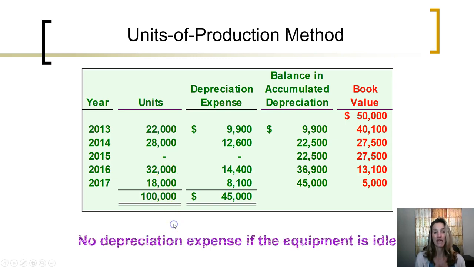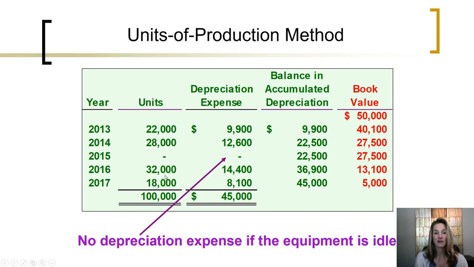In the third year of the asset's life, it didn't produce anything. Because it didn't produce anything, the equipment was idle. And if the equipment is idle, it isn't helping earn revenues. It's not going to incur any expense to help earn those revenues if it wasn't producing. So there is no depreciation expense to record in that third year. Accumulated depreciation didn't change. The book value didn't change because it wasn't used. We didn't have anything to record.